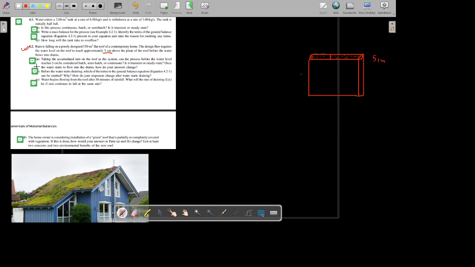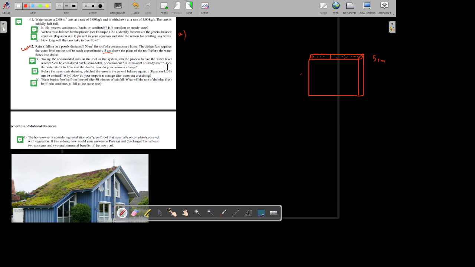So in part A of the question, taking the accumulated rain on the roof as the system, can the process before the water level reaches 5 centimeter be considered batch, semi batch, or continuous? Is it transient or steady state? Once the water starts to flow into the drains, how do your answers change?